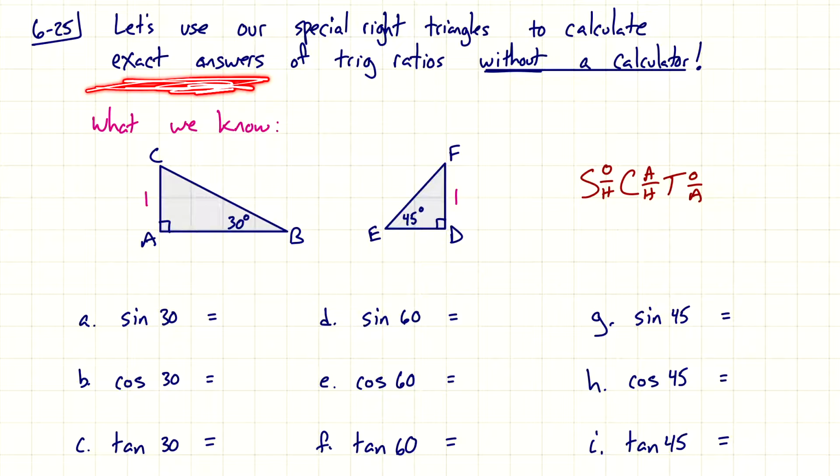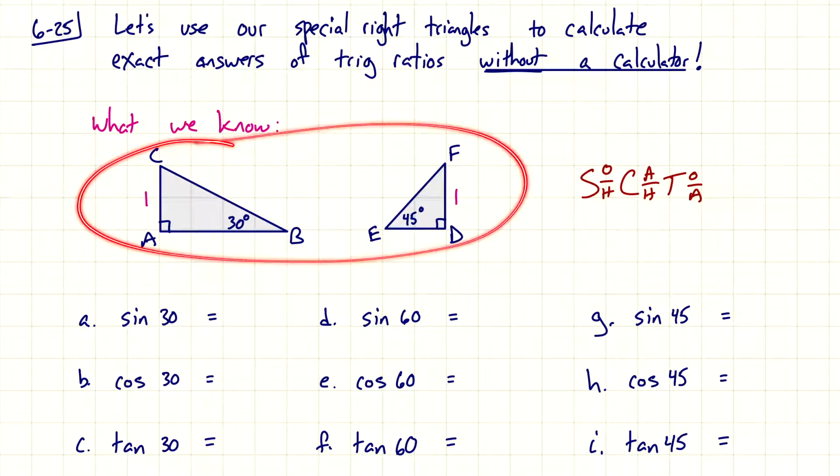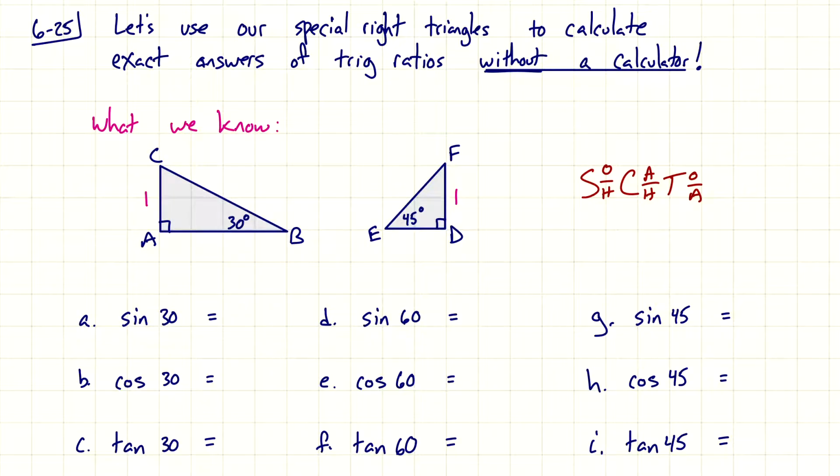If anything, it's a lot nicer to have an exact answer than an approximated one, because approximating involves rounding, which means it's not a complete answer. So exact answers are the best for us. We can get these answers without using a calculator by using our special right triangles. I've redrawn these for us, labeled accordingly, and here is another reminder of our SOHCAHTOA trig ratios that you need to know as well.